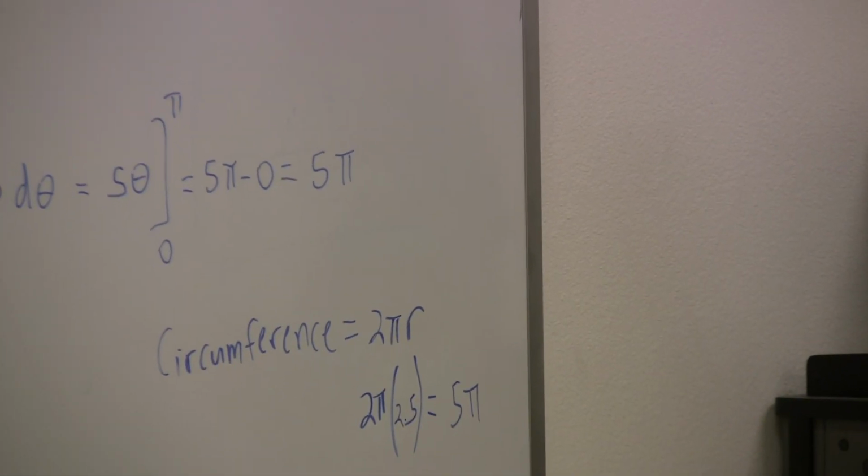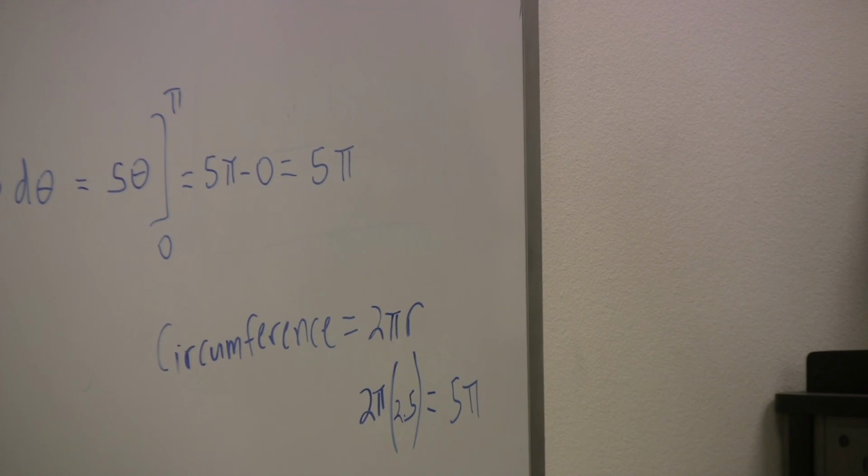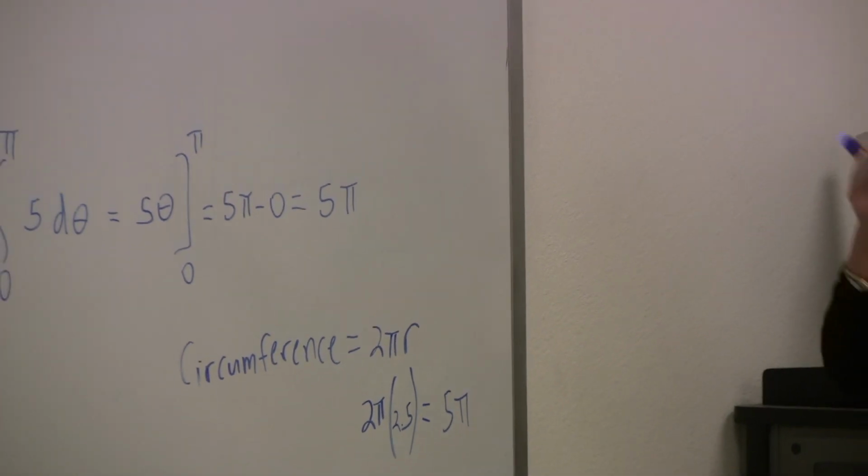Now, it only works if it's a circle to take the shortcut, obviously. If it's not a circle, though, you're going to set up an integral. We couldn't have done that for the spiral over there.